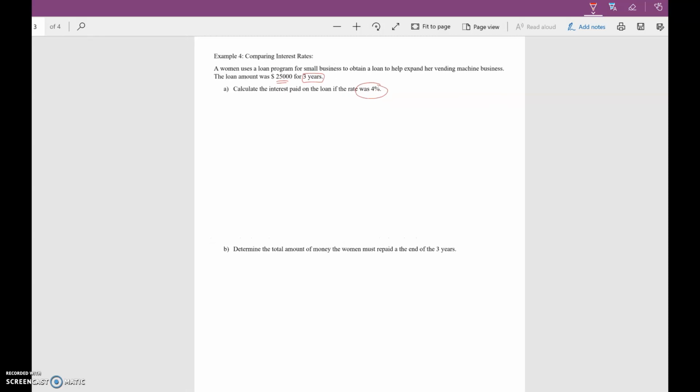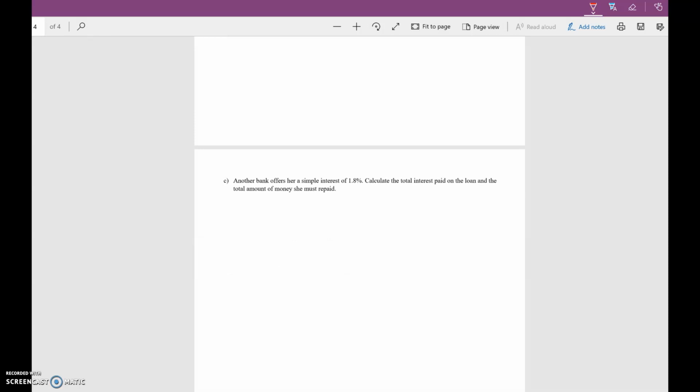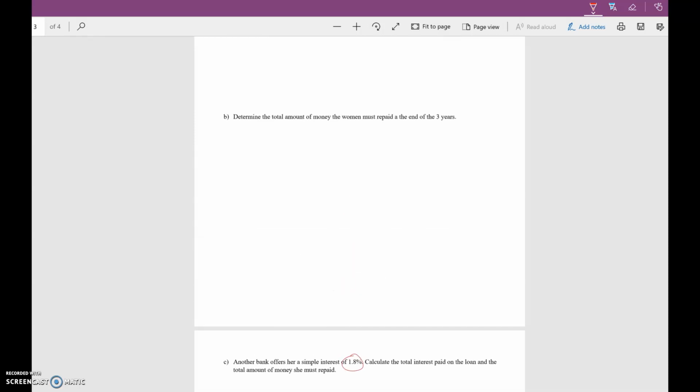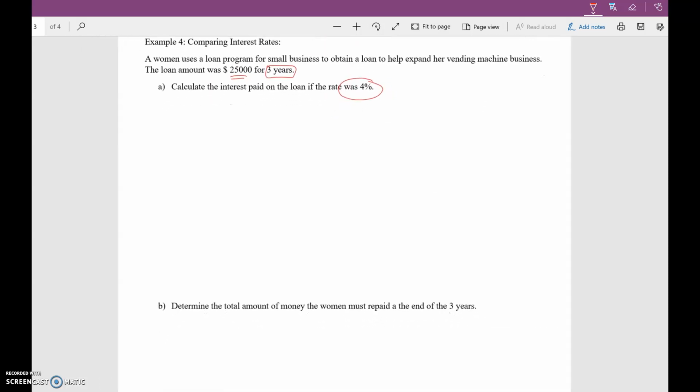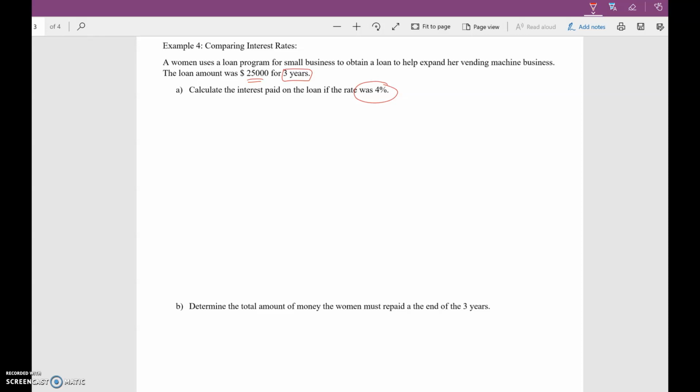one loan that they're giving her is at 4%. The second one is at 1.8%. And what we're going to be looking at is how much money this person ends up actually paying at the end of both of those scenarios. Okay, so let's take a look at the first one.